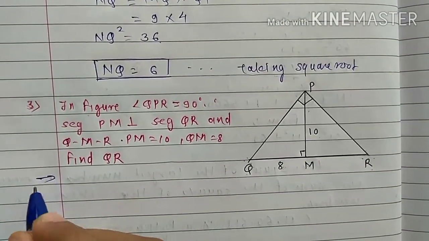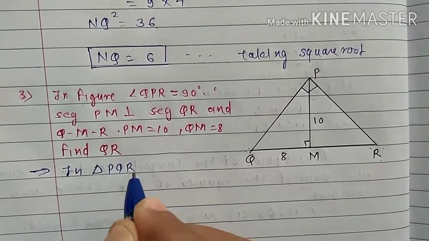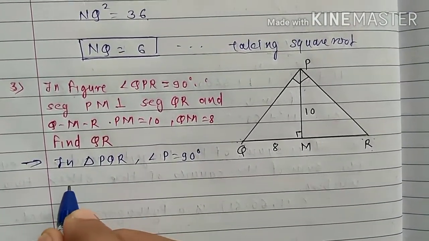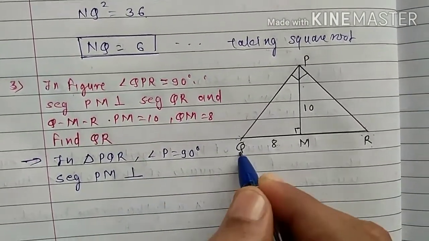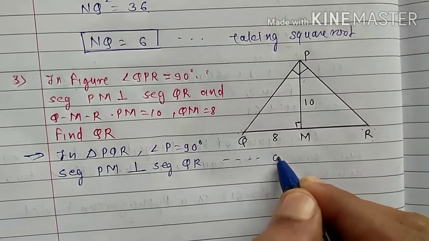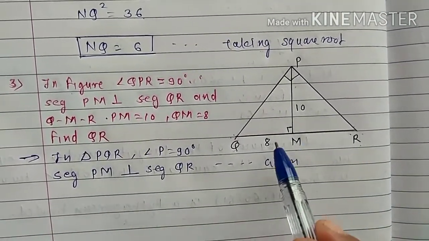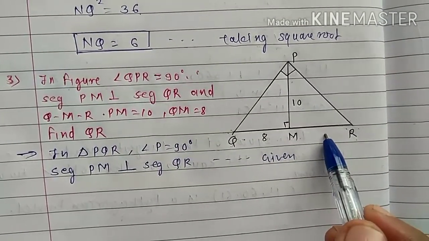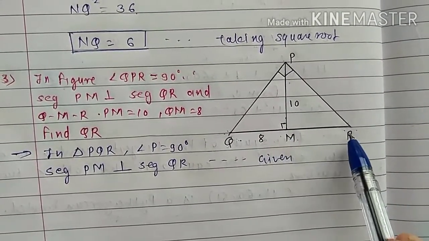So see here, solution. In triangle PQR, angle P is equal to 90. Seg PM is perpendicular to seg QR, given. So we have to find QR. QM is given, so we have to find MR first. How can we find MR? PM square is equal to QM into MR.